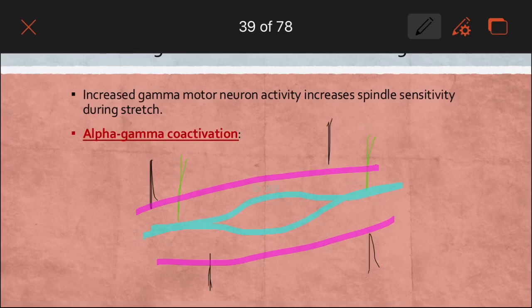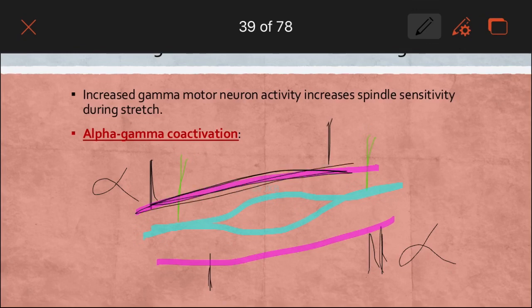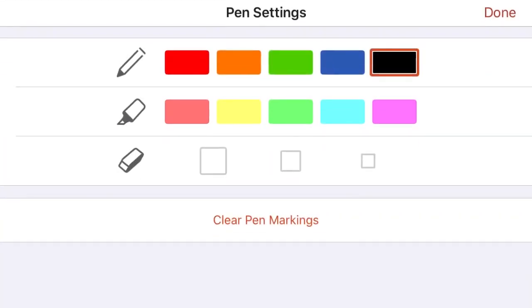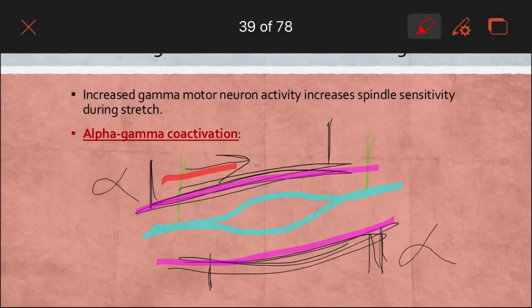If I stimulate this black one, these are the alpha motor neuron. What will happen? They will make these pink ones, the majority of these extrafusal fibers, the majority of the entire muscle, contract. If it contracts, what will happen? It will contract in an inward direction. We can say it will contract in this direction, right? Muscle will contract in this direction.